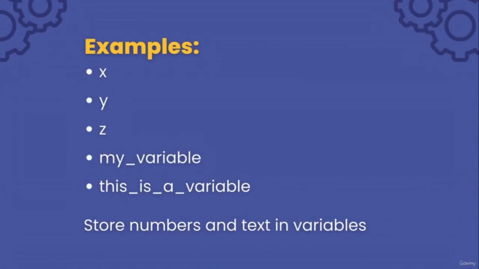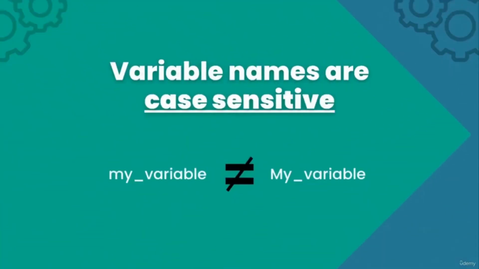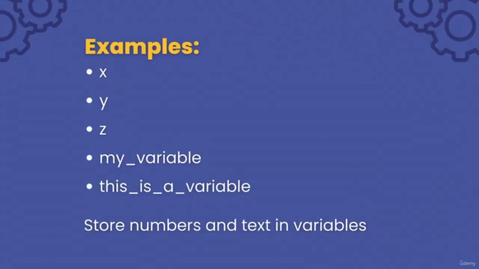Here are some examples of variable names: x, y, z, my_variable, and this_is_a_variable. You should know that variable names are case sensitive. For example, that means that the variable name my_variable is a completely different variable than the name My_variable where the M is capital. So you can store data such as numbers and texts in each of these variables.